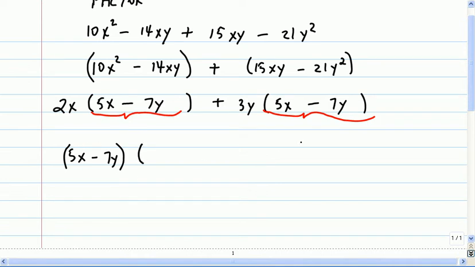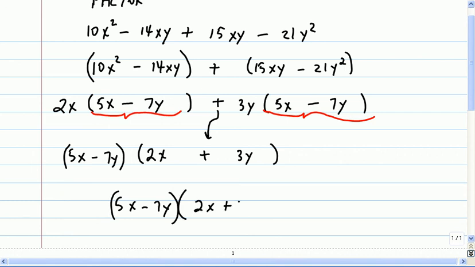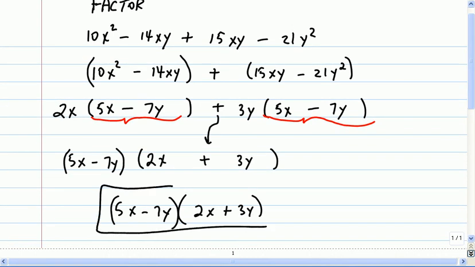And that's GCF times, well, what's left over? When I factor 5x minus 7y from this first term here, the only thing left is the 2x. And when I factor it from the second term, the only thing left is a 3y. And of course, I've got to bring down this plus sign here. So the final answer is 5x minus 7y times 2x plus 3y.